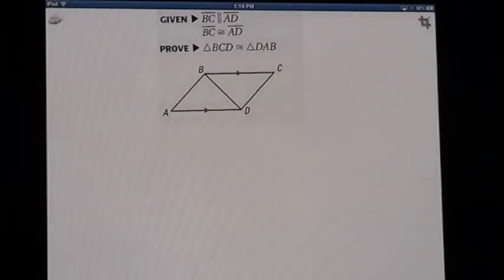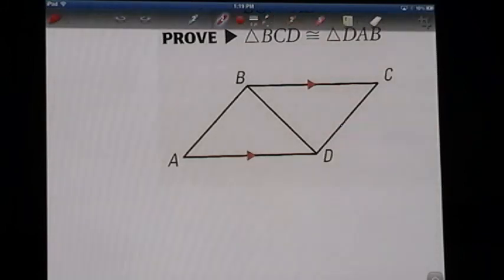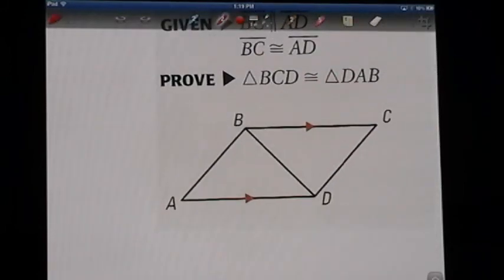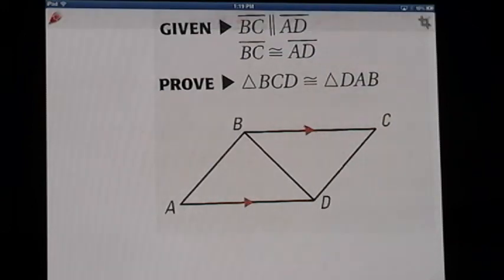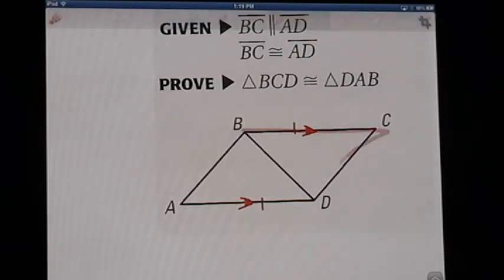BC is parallel to AD, and BC is equal to AD. And we're supposed to prove, okay, let's mark that in red. BC is parallel to AD, that's already marked. And BC is congruent to AD. And we're supposed to prove triangle BCD is congruent to DAB.